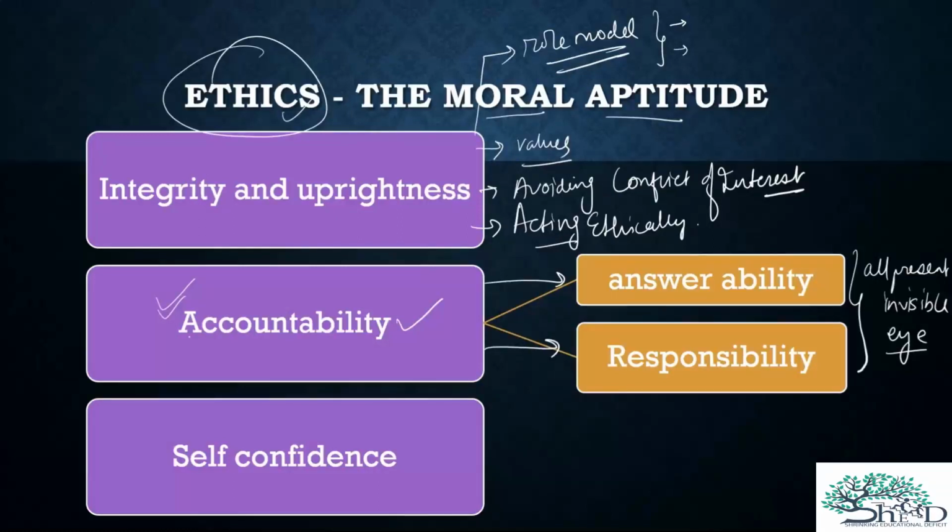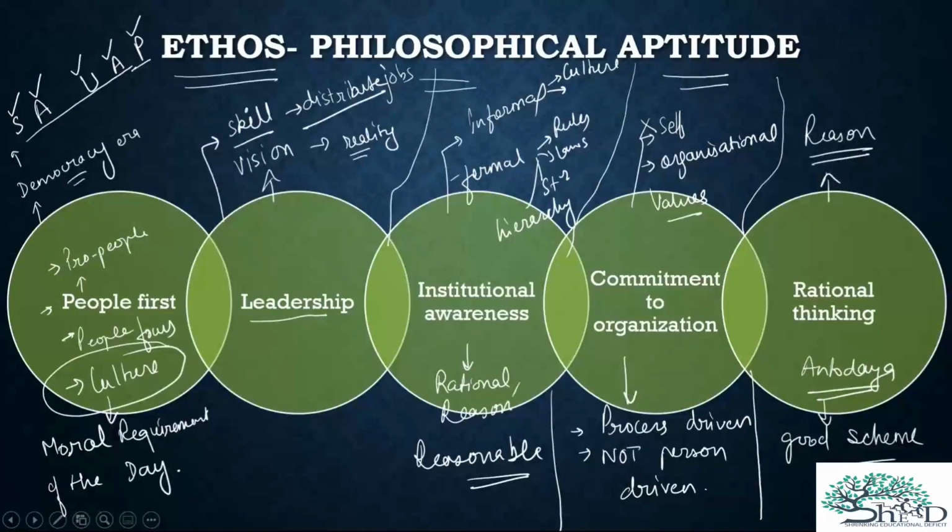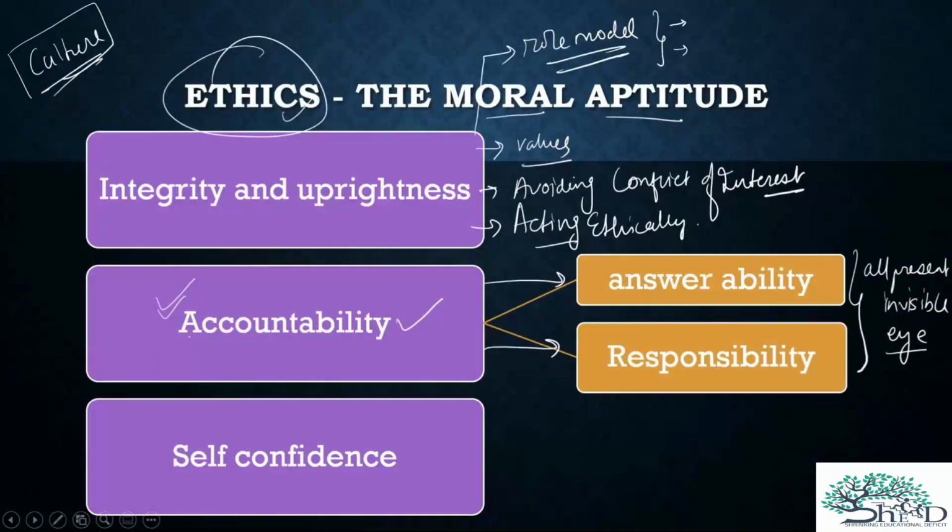Okay, so remember, in the end I was going to discuss this, but let me just tell you now: whenever you write about values, you need to write in the end that we need to imbibe this in the culture of the organization and the culture of the members, like ethos. All these values, people first, leadership, institutional awareness, commitment, rational thinking, should be made a part of the culture of the organization. Similarly, integrity, accountability, self-confidence, we'll read about self-confidence. These things need to be included in the culture of the organization, where every employee focuses on this.